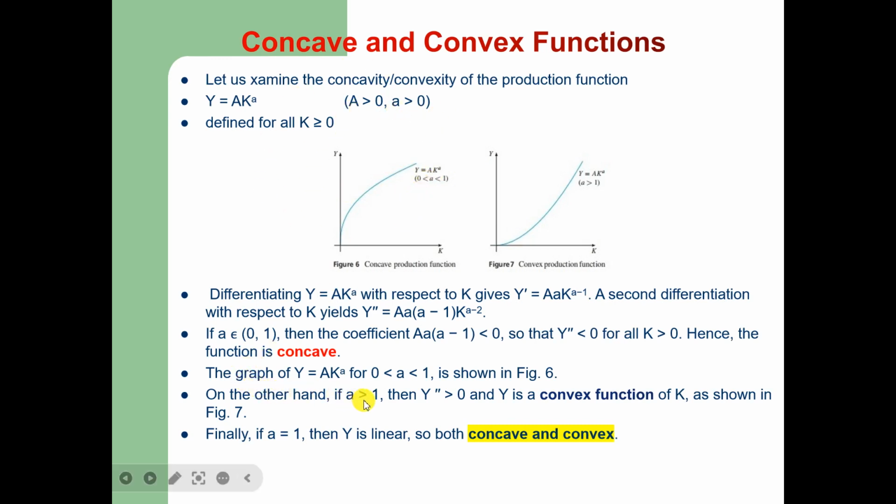On the other hand, if a is greater than 1, then the second derivative of this function is greater than 0 and y is a convex function of k, and this is shown in this figure. Finally, if a is equal to 1, then the function is linear, so it will be both convex and concave. So this is strictly convex, this is strictly concave, and if this was linear, then it would be both concave and convex.